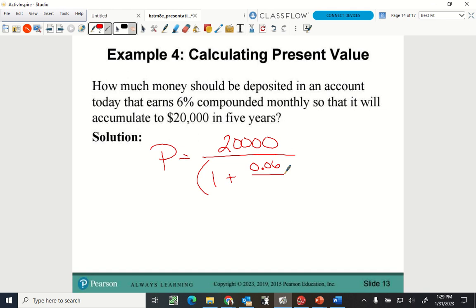N. 12. Why is it 12? Monthly, right? There's 12 months in a year. So monthly is 12. And close that. And this one's going to be N times T. So that's going to be 12 times, how many years? 5 years. All right. Put it in your handy dandy calculator.